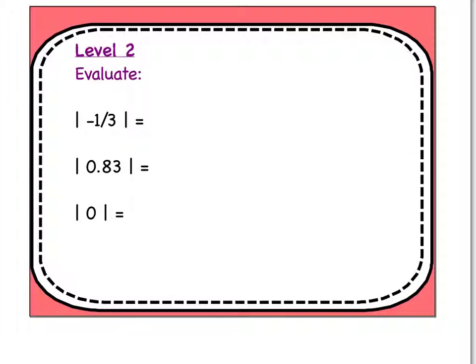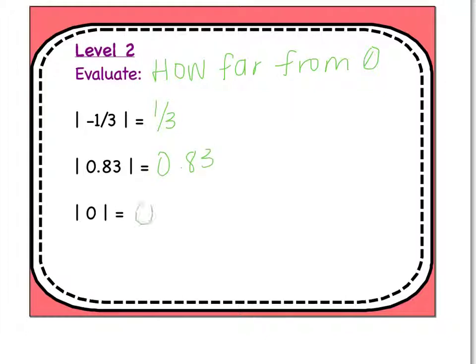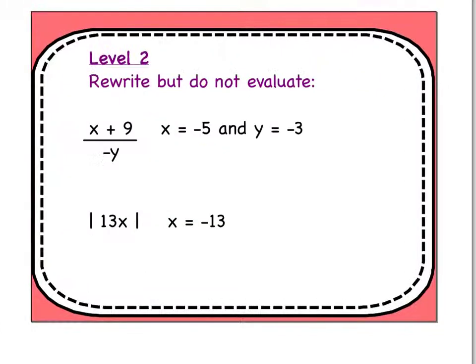A level 2 type of question is just going to ask you the basics using fractions, using decimals, trying to stump you. So asking how far from 0. Negative 1/3 is 1/3 units away. 0.83 is 0.83 units away. 0 is 0 units away. Level 2 should be the easy part for you.